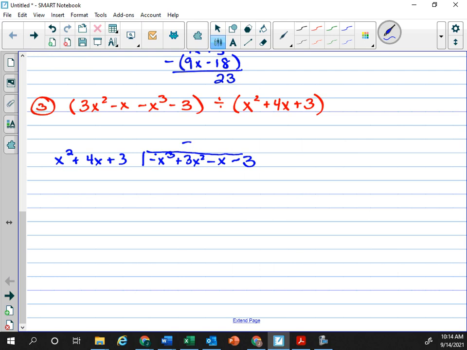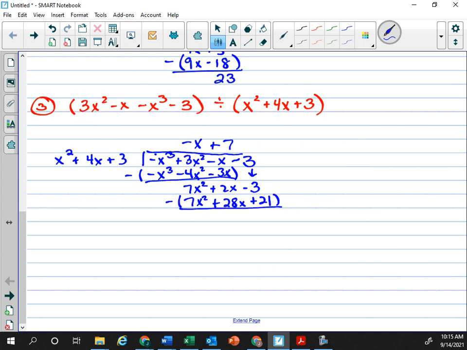All right, so I need a negative x to start with. So negative x cubed minus 4x squared minus 3x. Subtract all of that. I get 7x squared plus 2x. Bring down my minus 3. So now I need a plus 7. 7x squared plus 28x plus 21. Subtract all of that, so negative 26x minus 24.